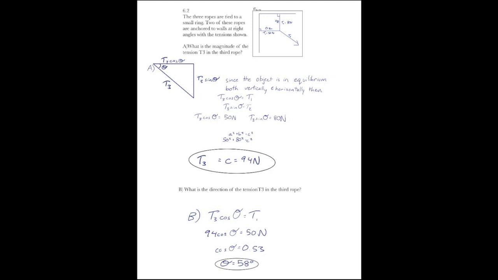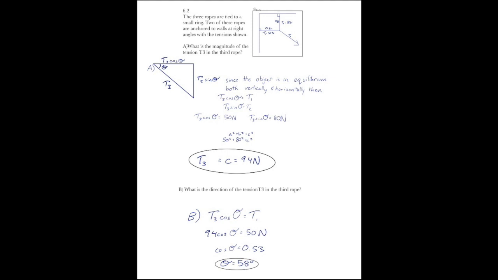Since they are in equilibrium, we can put T3 cosine theta, which is the horizontal component, as equivalent to T1. And the same for T3 sine theta, which is the vertical component, with T2. Then you plug in and use the Pythagorean theorem to find C, which is T3. And then we get your answer, which is 94 newtons.